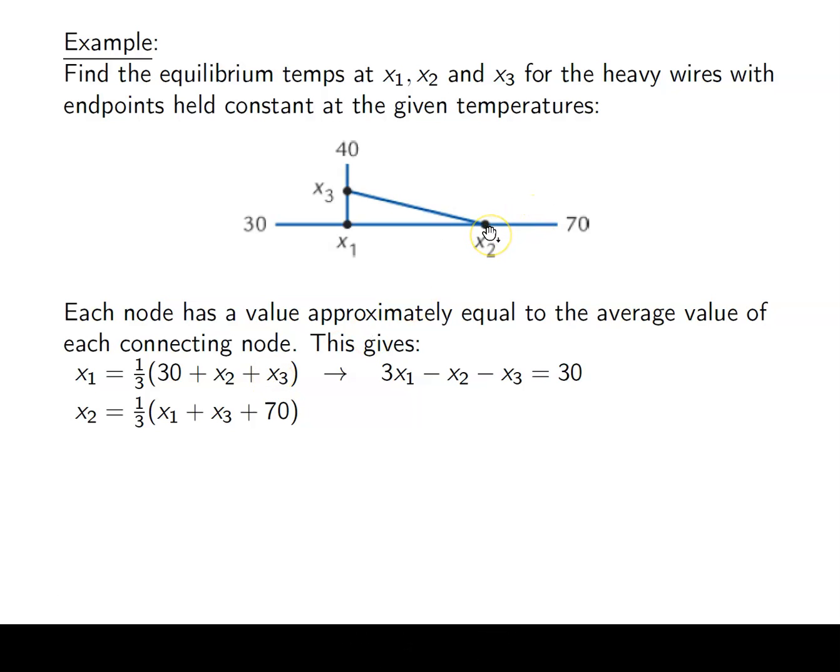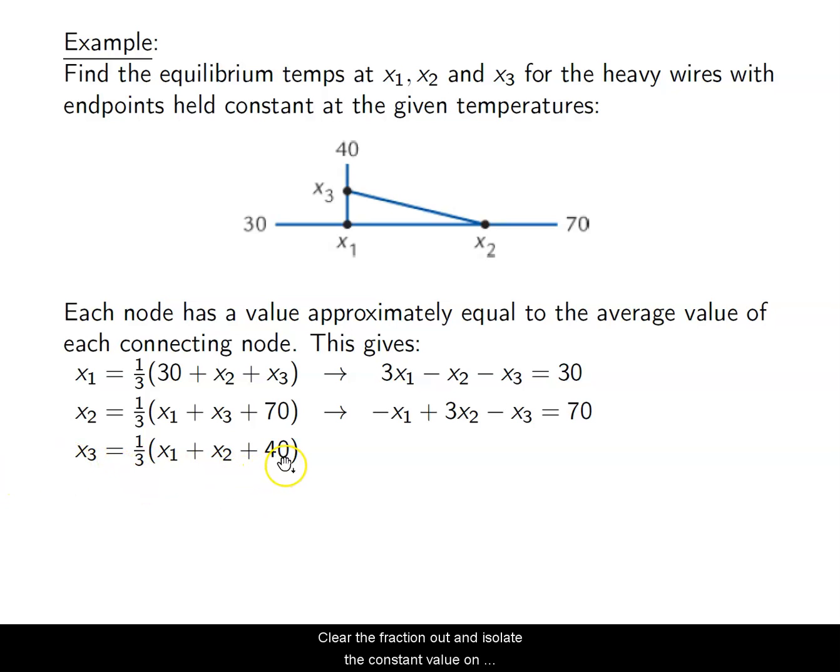I'm going to solve for x2. x2 is the average value of the nodes and the end wire surrounding it. Then I'm going to turn this into an equation by multiplying by 3 and subtracting x3 and also subtracting x1. My x3 node should have a temperature of the nodes connecting it as well, 40, x2, and x1, multiplied by 1/3. Same thing, clear the fraction out and isolate the constant value on the right hand side.